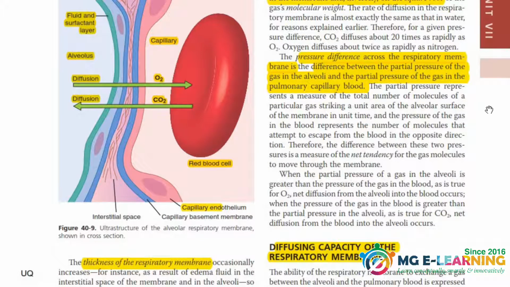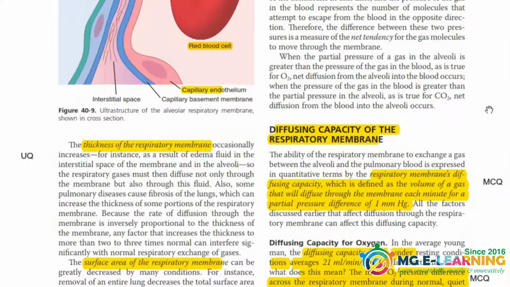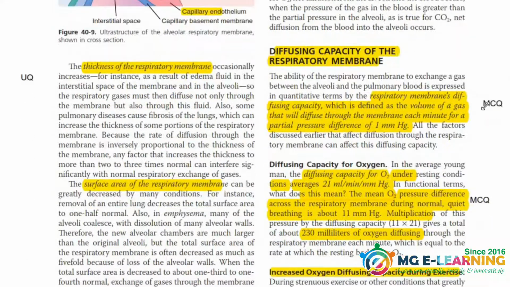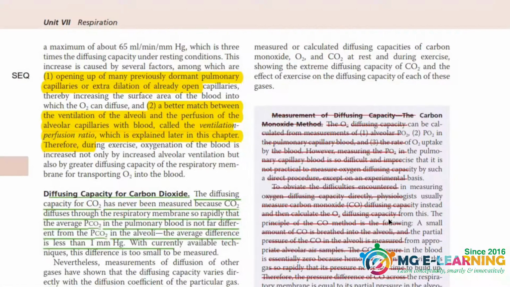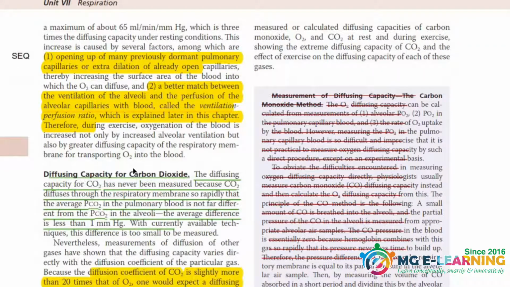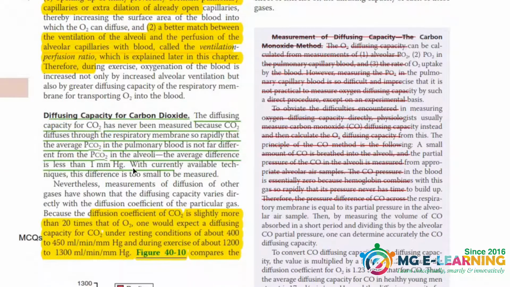Next is the diffusion capacity of the respiratory membrane. This definition could be your MCQ, this could be your viva question, or then diffusion capacity for oxygen is also an MCQ. Increase in oxygen diffusion capacity during exercise, how this happens, this could also be an SCQ. Next is the diffusion capacity of carbon dioxide. This is also for MCQ. This is also important for MCQs, and this underlined thing is for your understanding.